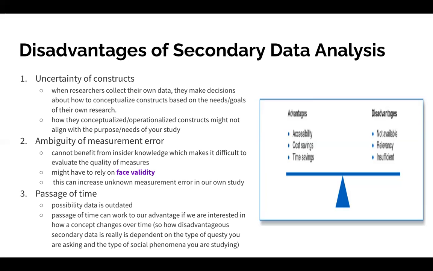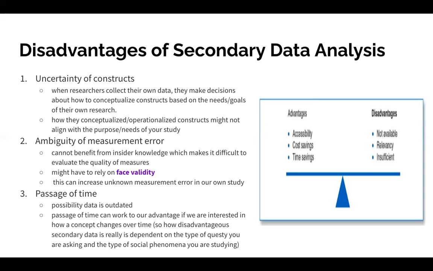Often you have to just rely on what's called face validity, just accepting, okay, because I have no real way of determining or assessing this, I'm just going to have to take it on its face that these measurements are valid and reliable. And so that's what face validity is. And this does introduce unknown measurement error in your own study when you're doing this.